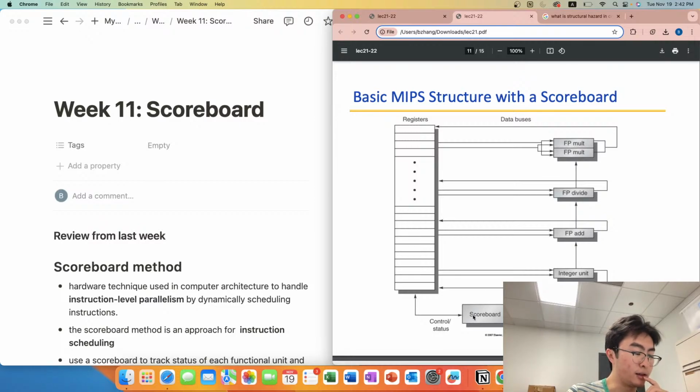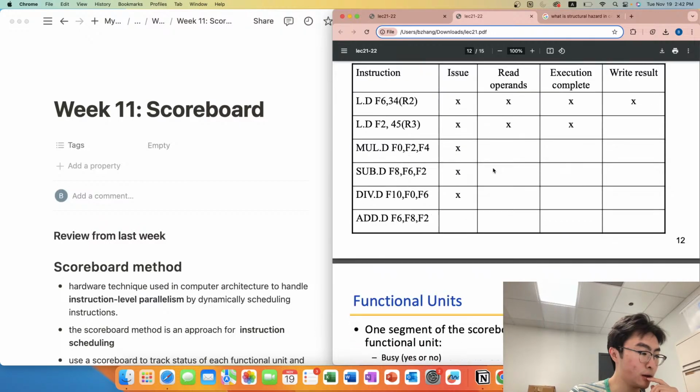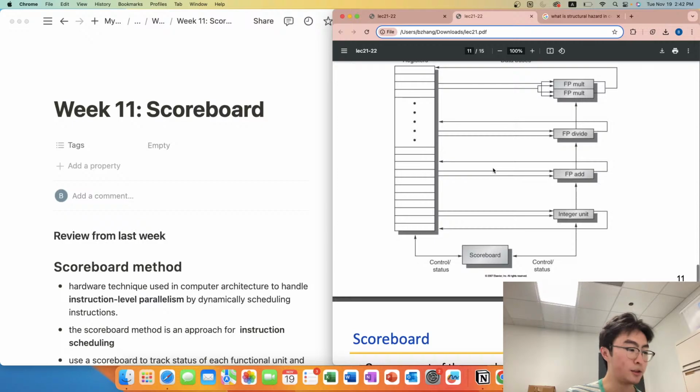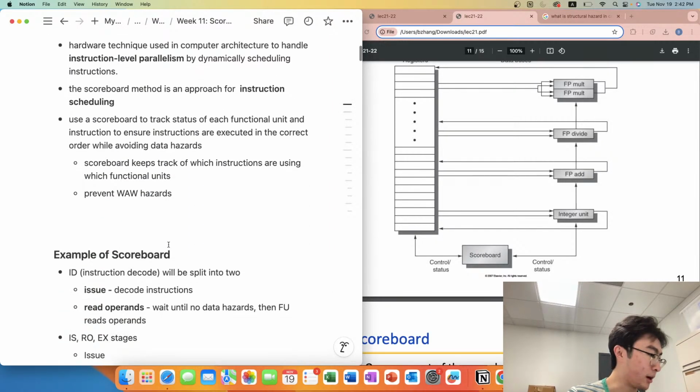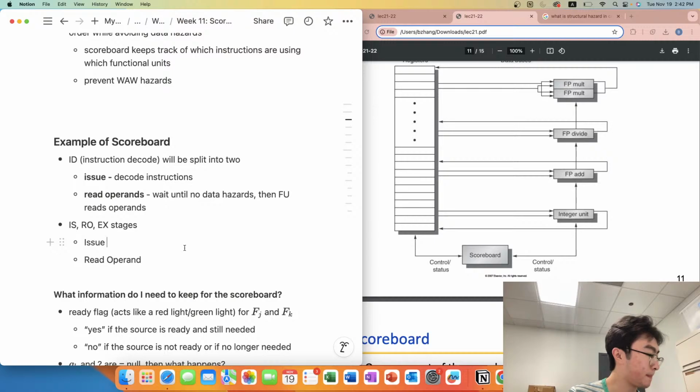I guess the scoreboard is kind of like the brain then of controlling each of these data buses to transfer data from the registers to the actual functional units. Okay, so I think there's a few things to keep track of then. The issue, read operand, execute stage.